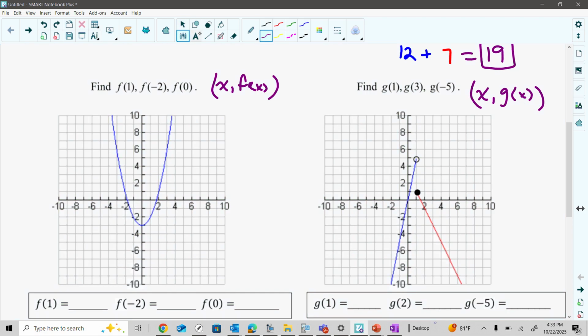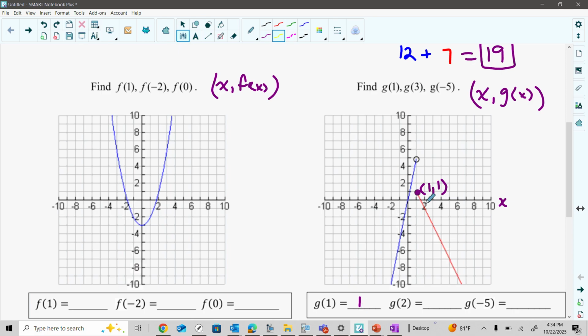So all we're doing is reading off the graph. When x is 1, this horizontal is the x-axis. Here's 1. I'm plotting the point. This point is closed. This one is open. Open does not exist, only the closed one. So this point is the ordered pair 1, comma 1. So g of 1 equals 1. You need to actually put physical points.